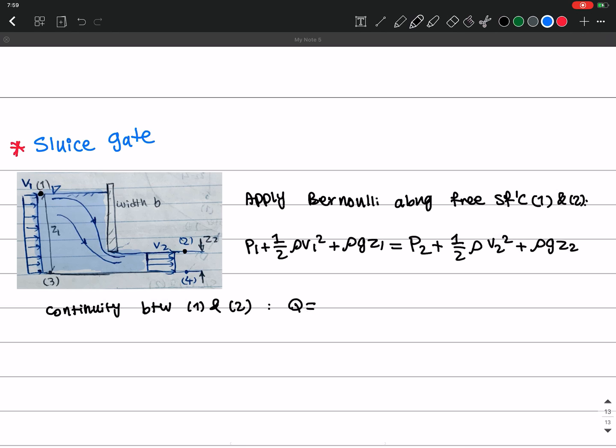So Q is A1 V1, which equals to... we don't know. So the width of it is here, in this direction. Okay, so we want to see what should be the width of this slice gate. So this is the width. It's a 2D problem. So this is B and this is Z1 minus Z2.